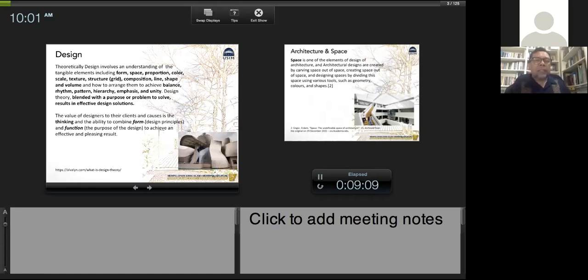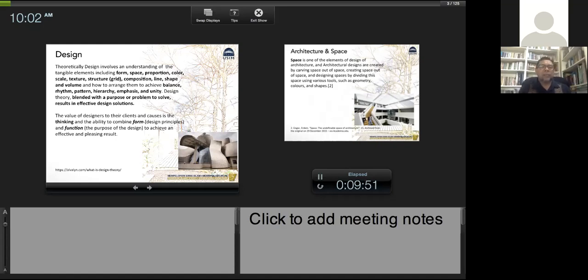Okay, design. Theoretically, design involves an understanding of tangible elements, including form, space, proportion, and all these terms you already learned in your theory subject and reinforced during the first semester of your study, which is the collection of design vocabulary. Composition, line, shape, volume, and how to arrange them to achieve balance, rhythm, pattern, hierarchy, emphasis, and unity.